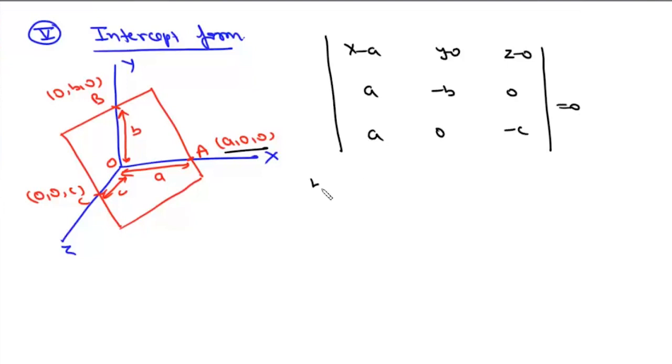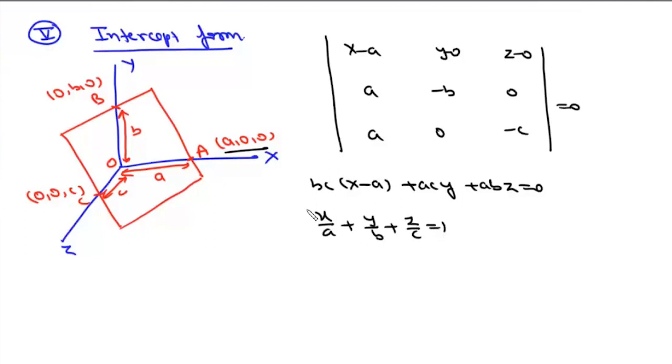Now it will be bc times (x minus a) plus ac y plus ab z equals 0. Now we divide everything by abc. We can write x upon a plus y upon b plus z upon c equals 1. So if we have intercepts a, b and c, then we can directly write the equation of this plane as x upon a plus y upon b plus z upon c equals 1.